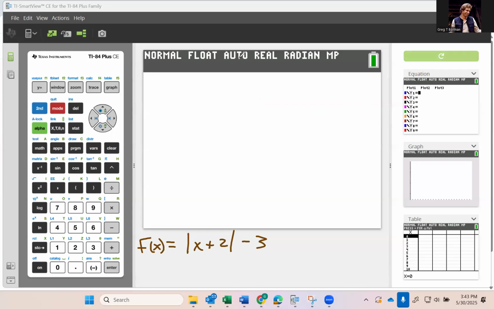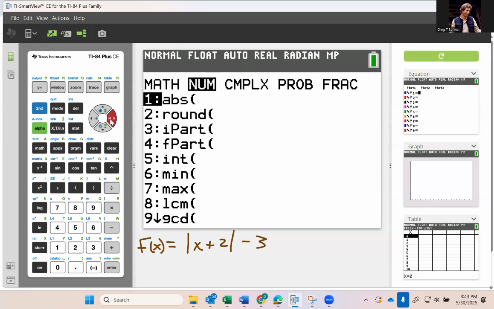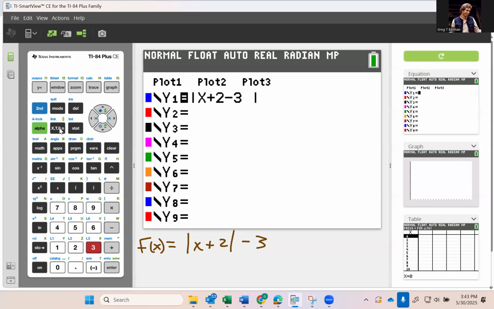Let's see how that looks on the calculator. If I go to the y equals menu, and then math, right arrow, and option one is ABS, absolute value. That's not the only way to get there, but I'm doing it this way. Then I can go x plus 2. Now the next thing I want to do is minus 3. But if I just type minus 3, that's not the function I wrote down originally. Now the minus 3 is inside the absolute value bars, and that's going to make a big difference.